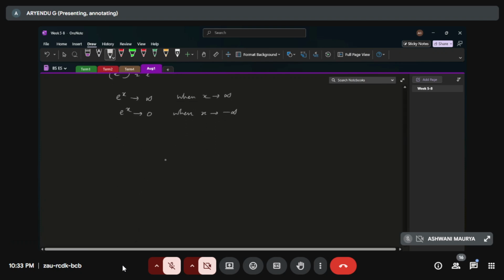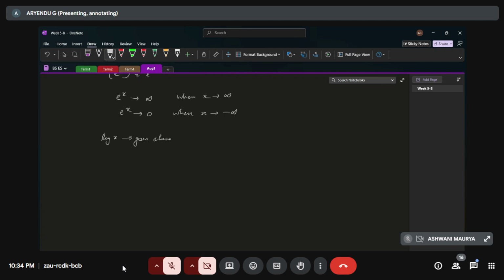And similarly, another thing is this: the opposite of e raised to x, you can say log x or ln x. This log x is a function that goes slowest to infinity.